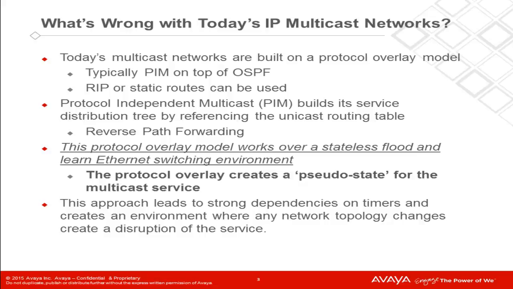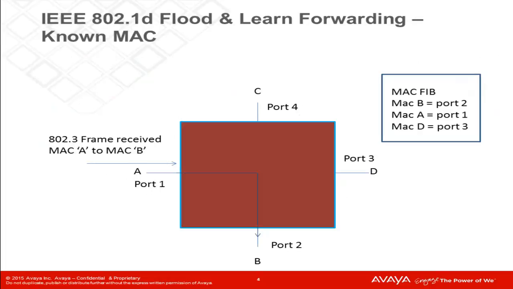Additionally, for IP multicast services, we typically overlay yet another protocol such as Protocol-Independent Multicast or PIM, which enables the registration of multicast sources and solicitation or joining to a service by a received subscription. All of this leads to an environment with strong dependencies between the protocols, and where any network topology change will create a disruption of the service. Sometimes this disruption is on the order of 20 to 30 seconds, but usually they will extend into several minutes in duration. A quick look at a series of diagrams illustrates the reasons for this.